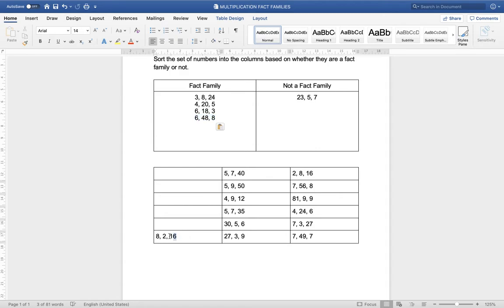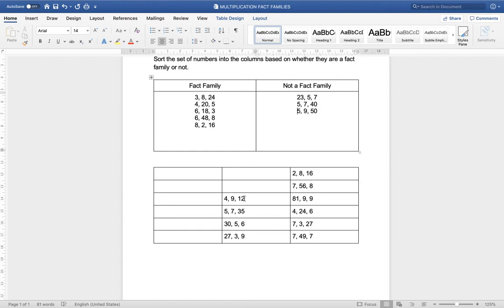Over here, 8, 2, and 16. 8 times 2 is 16, so that is a fact family. Right over here, 5, 7, and 40. Well, 5 times 7 is not 40. 5 times 7 is 35. So that is not a fact family. So that goes over here. 5 times 9 is not 50. 5 times 9 is 45. I sense a pattern in how I did this, actually.